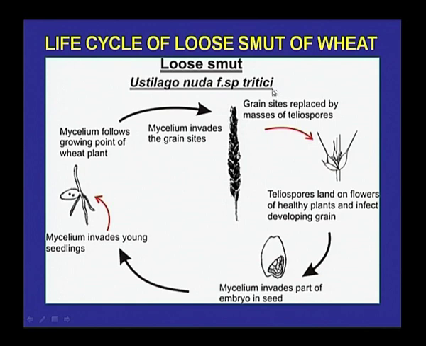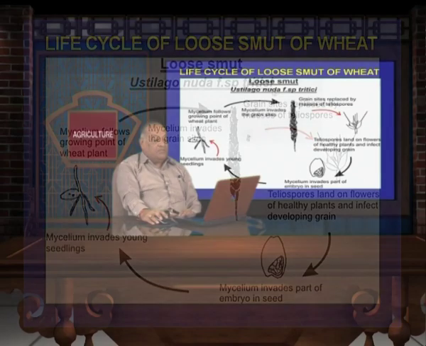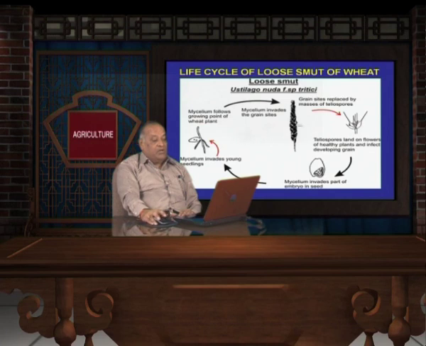The mycelium invades the grain sites and the whole panicle appears as a sooty mold. Grain sites are replaced by masses of teliospores, and teliospores land on flowers of healthy plants and infect the developing grains in the healthy plants, and like this the whole life cycle of loose smut of wheat is completed.